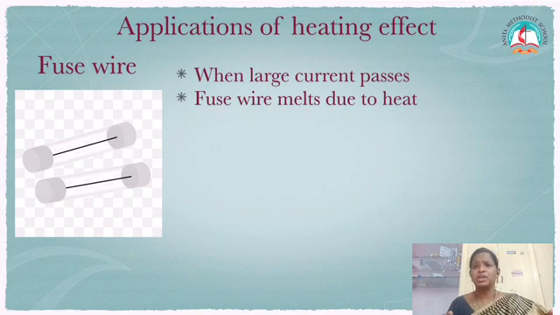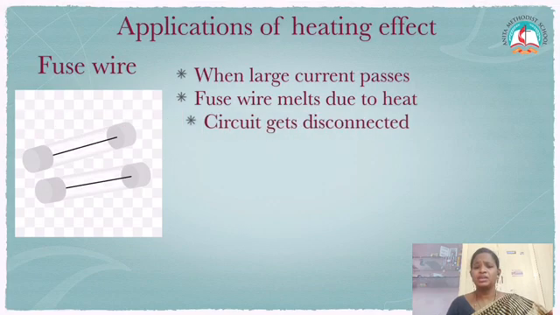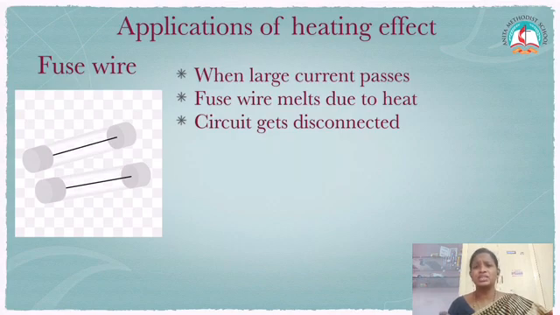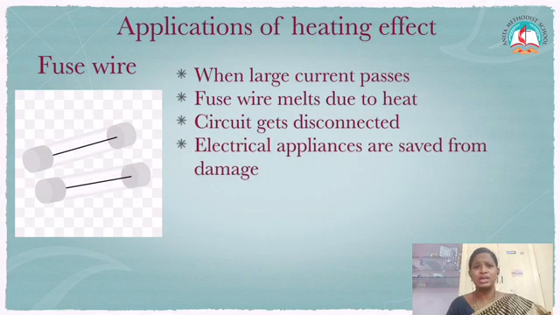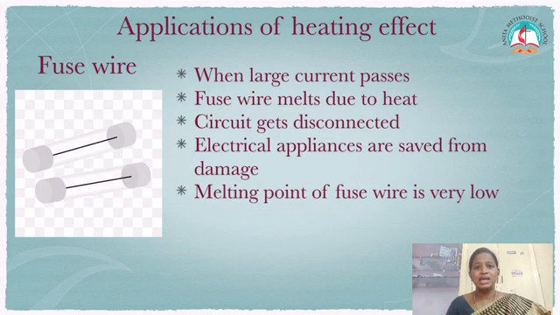the circuit. If the current exceeds the permissible limit, then the fuse wire melts, because the melting point of fuse wire is very low. So for a minimum amount of heat itself, it just melts. So when a large current passes, the wire gets heated, and due to the heat, the fuse wire melts and breaks. It disconnects the circuit, so that the electrical appliances are saved from damage. It is due to the low melting point of fuse wire.